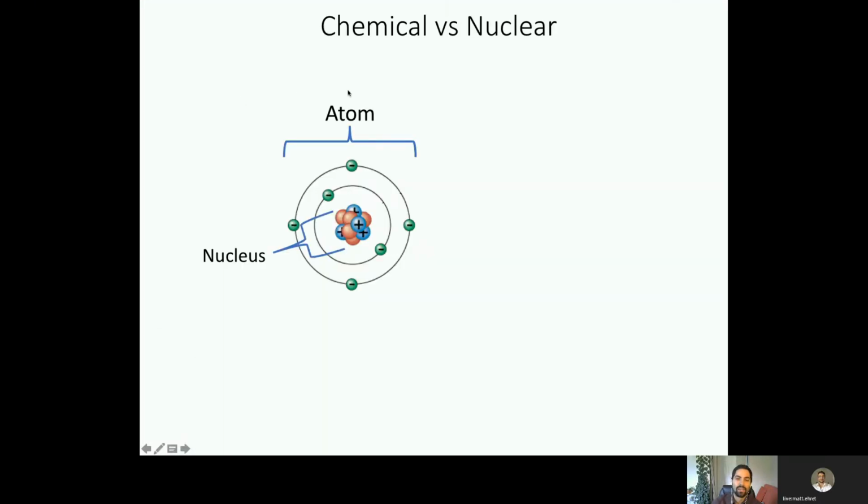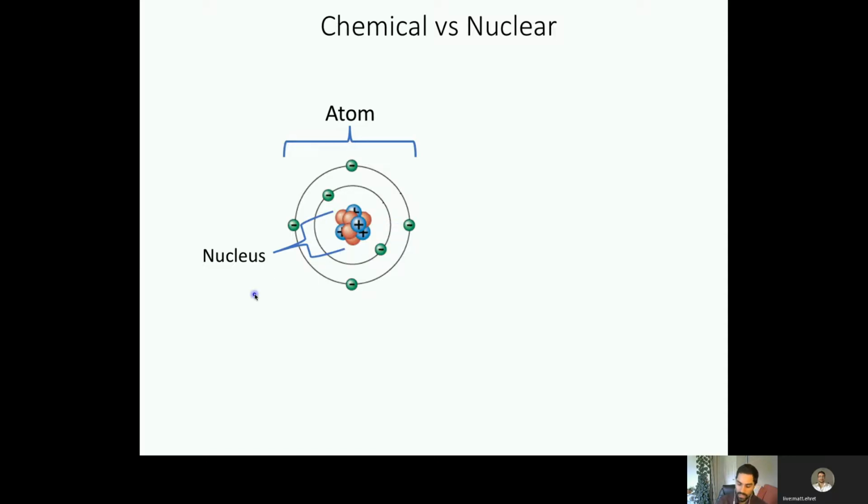Okay, so I'm going to start from the very beginning. I want to make clear what's the difference between a chemical reaction and a nuclear reaction. Here I have a simplified diagram of an atom. So we have the nucleus in the middle and the electrons around the nucleus. This whole thing, the nucleus plus the electrons, is what we call the atom. The thing in the middle is the nucleus. So as you can expect, the nuclear reactions deal with the nucleus.